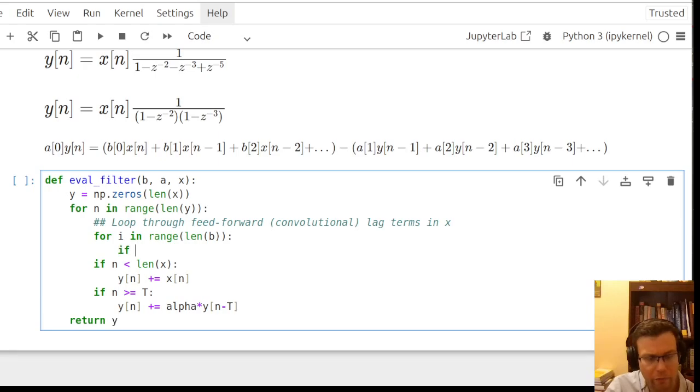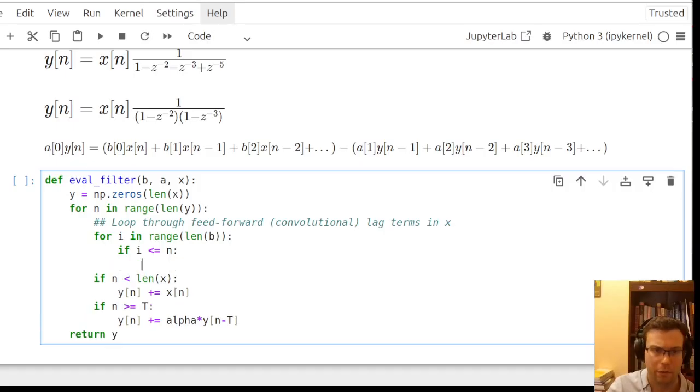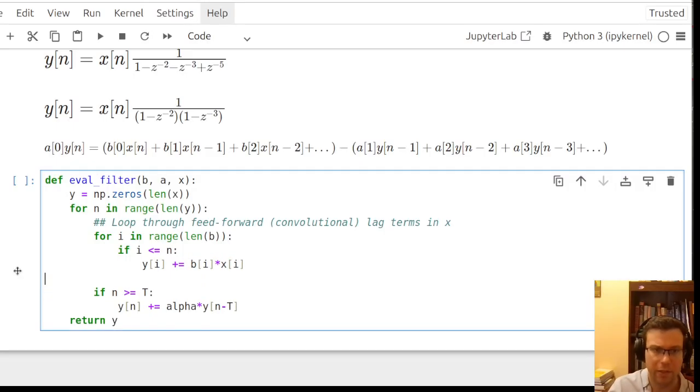And here I'll say if i is less than or equal to n, then y[n] plus equals b[i] times x[n-i]. Okay, so if I can go that far in the past, then grab the x in the past and multiply it by b of i. Next thing I need to do is loop through the feedback terms. So these are lags of y.